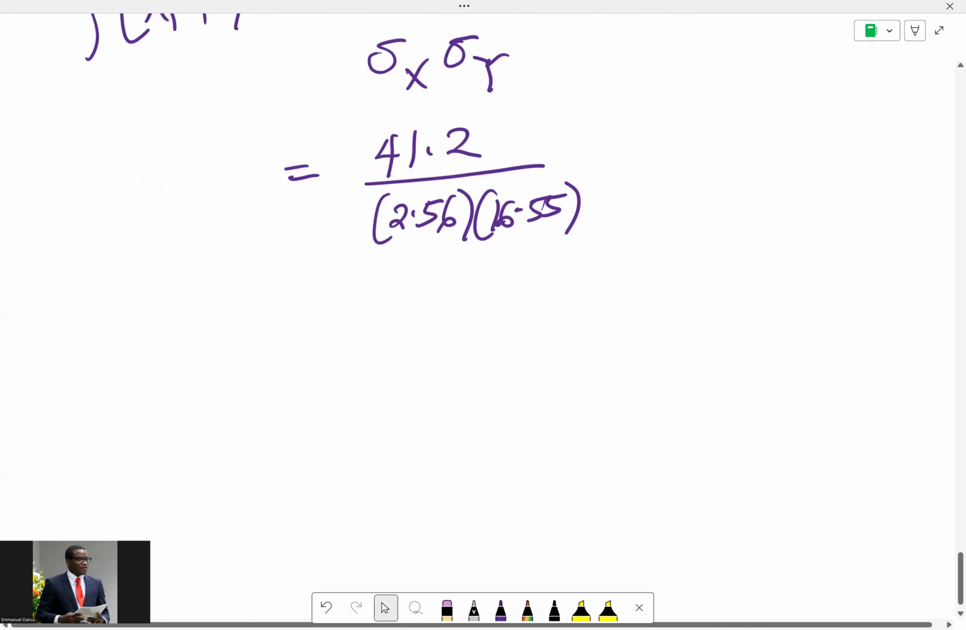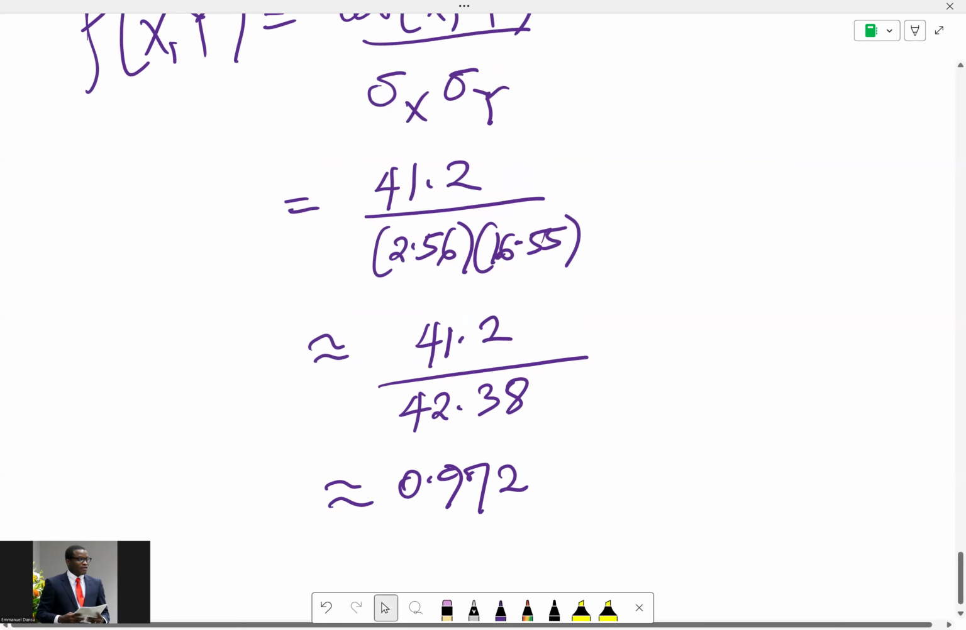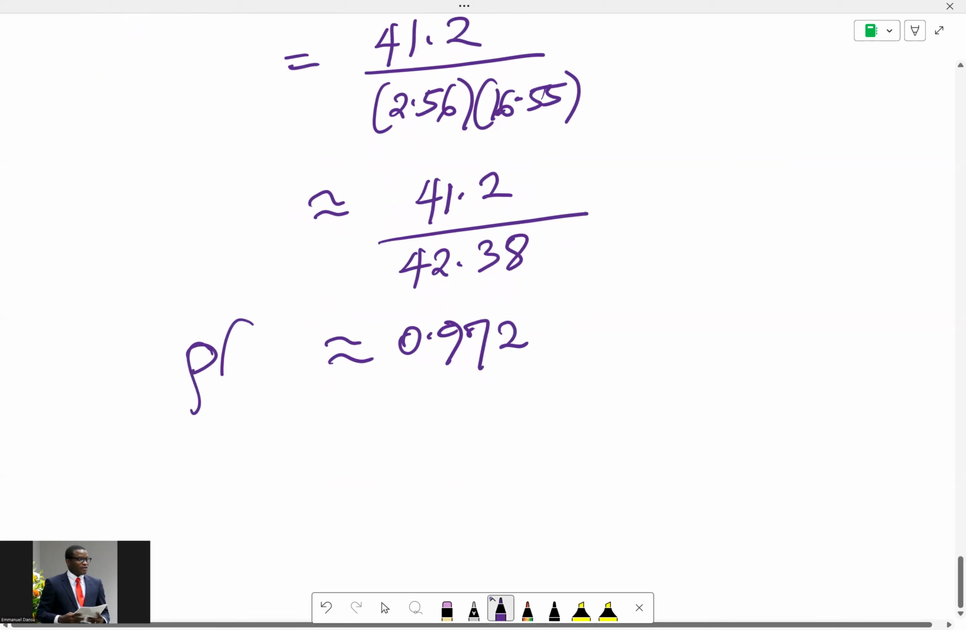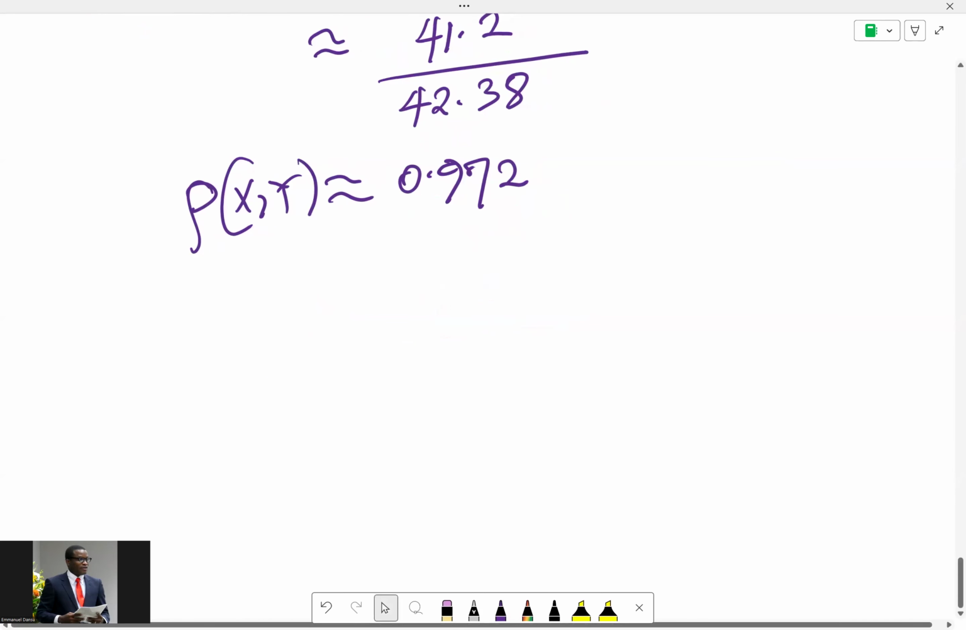So now this is approximately 41.2 divided by, when you multiply these two at the denominator, you have 42.38, and that is approximately 0.972. So you can say that the Pearson correlation coefficient of the variables x and y, which are our hours studied and exam score respectively, is 0.972. Now that's a very strong correlation. So what do we say?